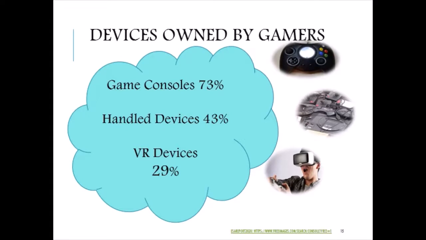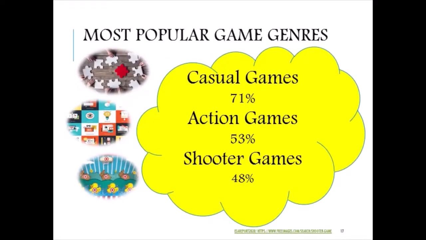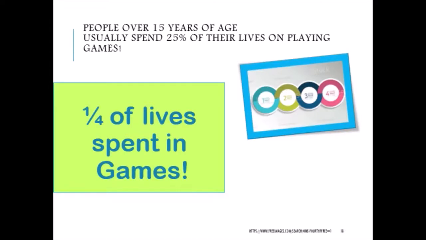Gamers own game consoles, handheld devices, and VR devices, and they can use them to play games. The most commonly used devices by game players are smartphones, game consoles, and personal computers. The most popular game genres are casual games, action games, and shooter games. Statistics indicate that people over 15 years of age usually spend 25% of their lives playing games. Yes, one quarter of lives spent in games.